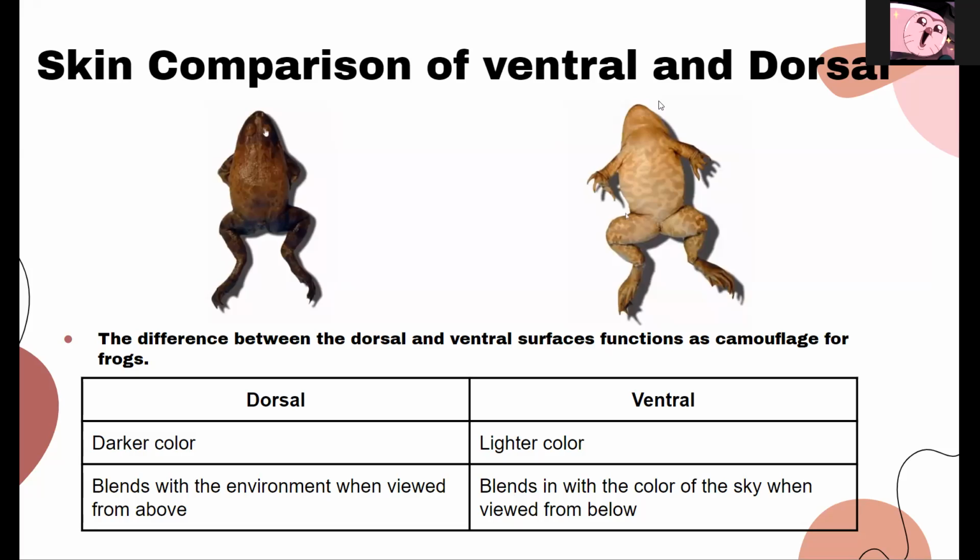This helps the frog blend within the environment when viewed from above, while ventral is lighter in color. This helps the frog blend with the color of the sky when viewed from below or when the frog is swimming on water. With all this, the significance of the color of the dorsal and ventral is that it functions as a camouflage for frogs that would help them escape from predators by blending in with the environment.